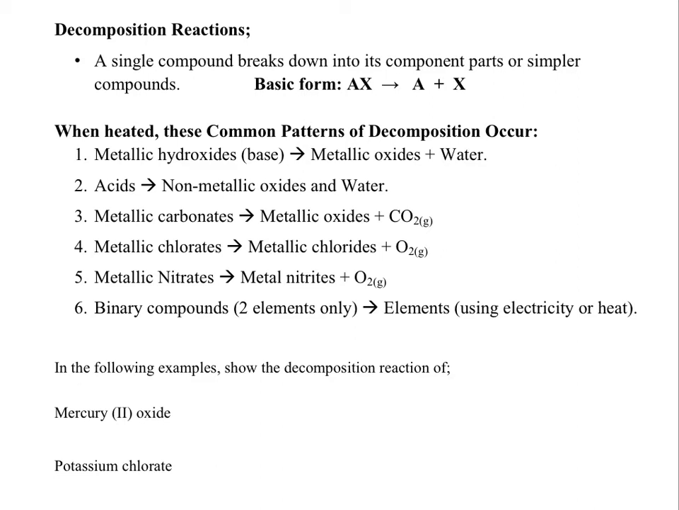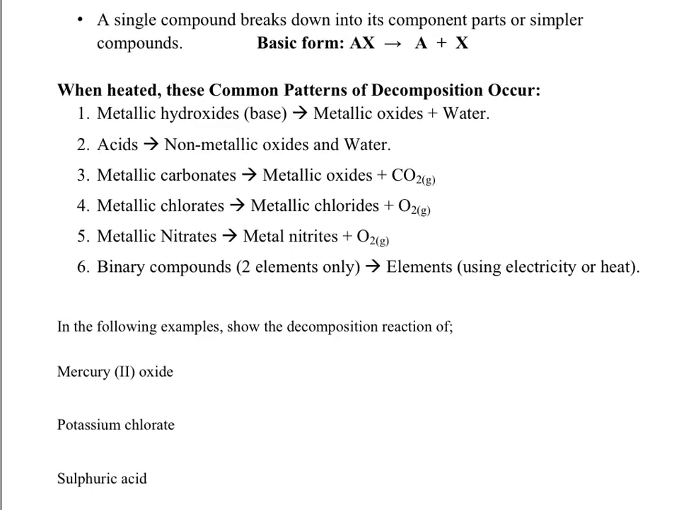Decomposition pattern number 3. Metallic carbonates fall apart into metallic oxides and carbon dioxide gas. Pattern 4: metallic chlorates decompose into metal chlorides and oxygen, and pattern 5: metallic nitrates decompose into metal nitrites and oxygen gas. Pattern number 6. Binary compounds, so compounds that contain two elements only, can decompose into their elements. Sometimes heat is used, but also electricity can be used to cause the decomposition.